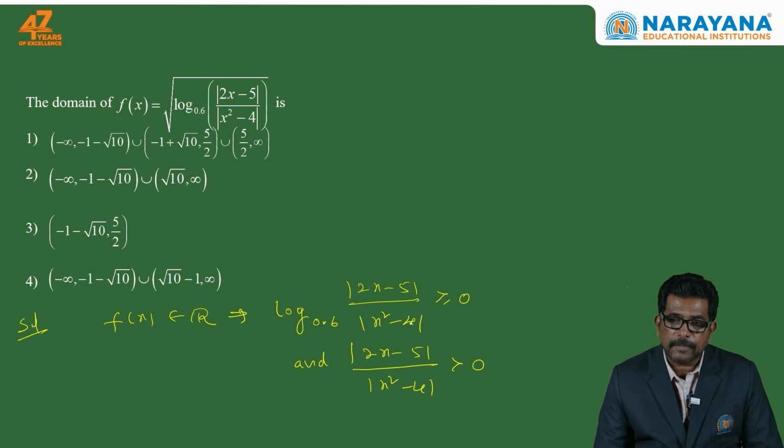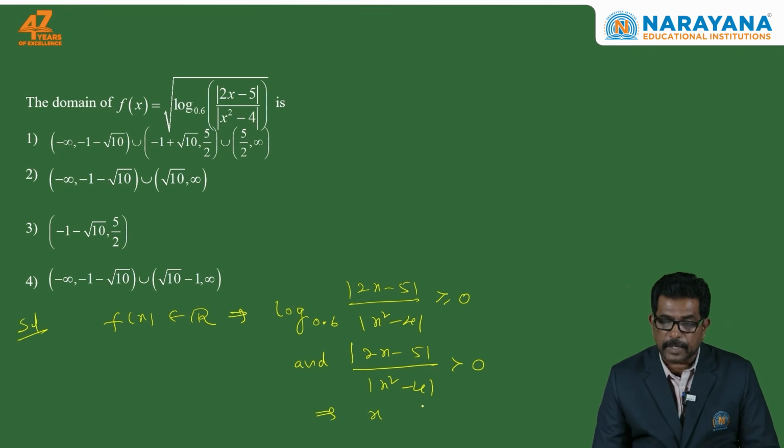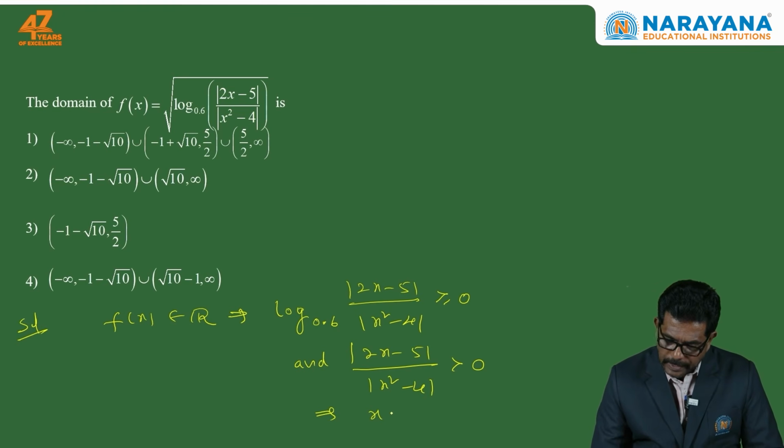That is, f of x is real means simultaneously the function satisfies these two conditions. That is, log of mod 2x minus 5 by mod x square minus 4 to the base 0.6 is greater than or equal to 0, and mod 2x minus 5 by mod x square minus 4 is greater than 0. Now it is always true except when the numerator is equal to 0. This is the modulus function. Every modulus function is greater than or equal to 0. When it is 0, 2x minus 5 is equal to 0, x is equal to 5 by 2. So it is true for all real numbers except at x is equal to 5 by 2. Now we are going to solve the logarithmic inequality.